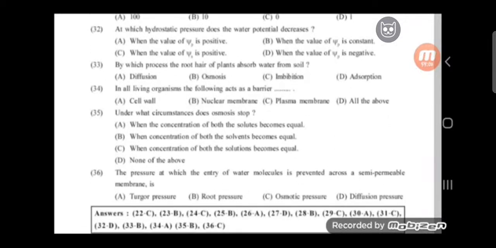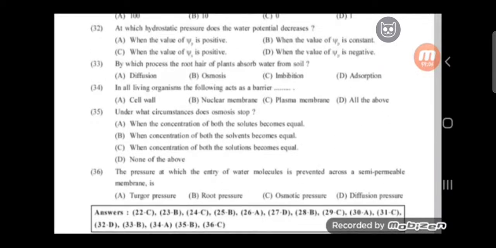Now let's come to our next question, that is question number 32. At which hydrostatic pressure does the water potential decrease? When the value of water potential P is positive, or when the value of water potential P is constant, or when the value of water potential S is positive, or when the value of water potential P is negative? Of these, at which does the water potential decrease?